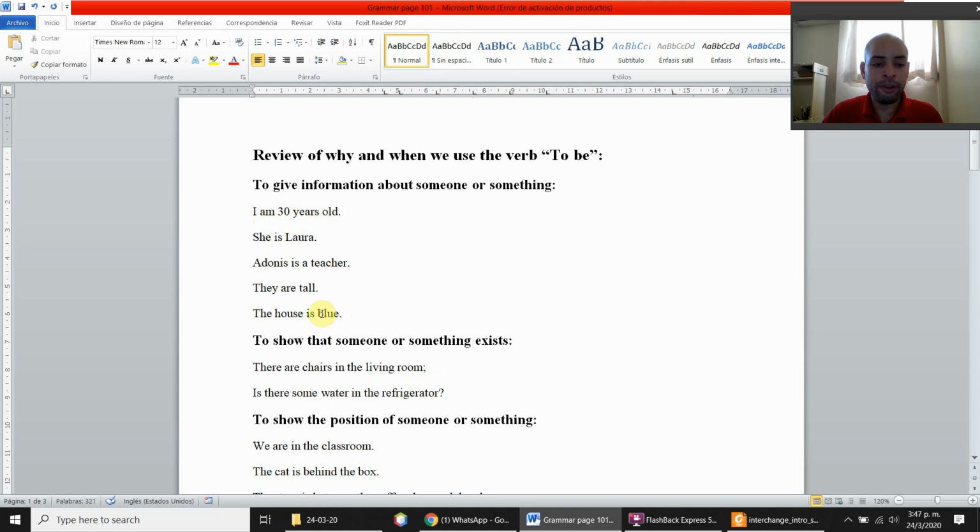We're giving information about the house. The house is blue. They are tall. Tall, remember, tall in size. Adonis is a teacher. We were giving information about him, about his profession. We're giving information about the name of the person and the age of the person.